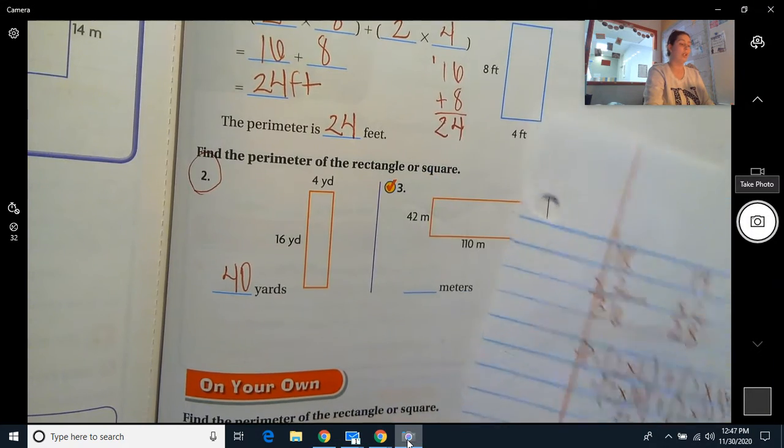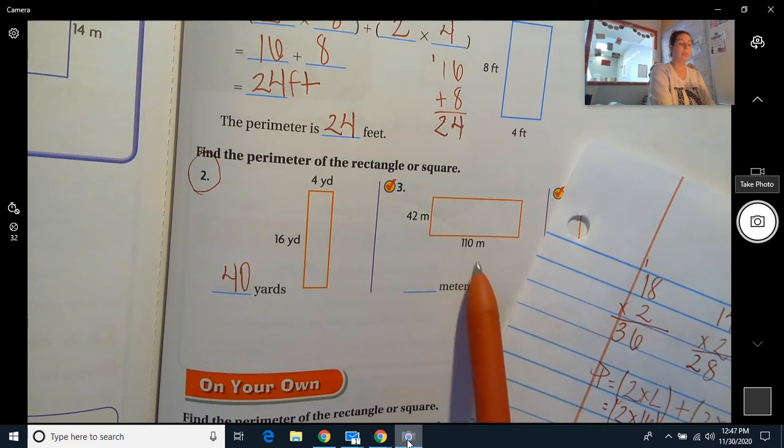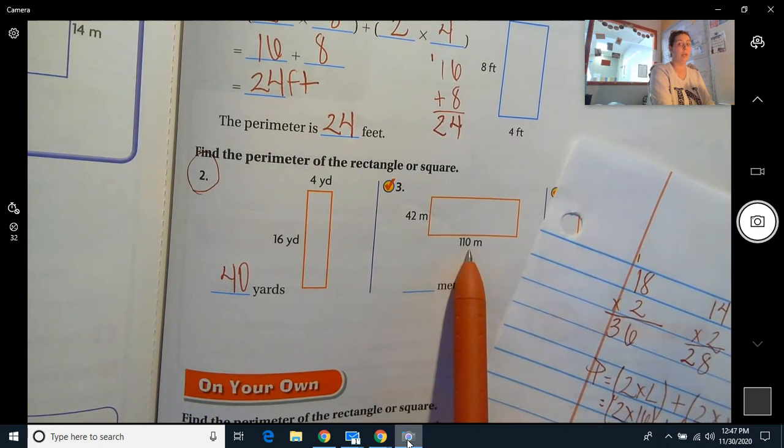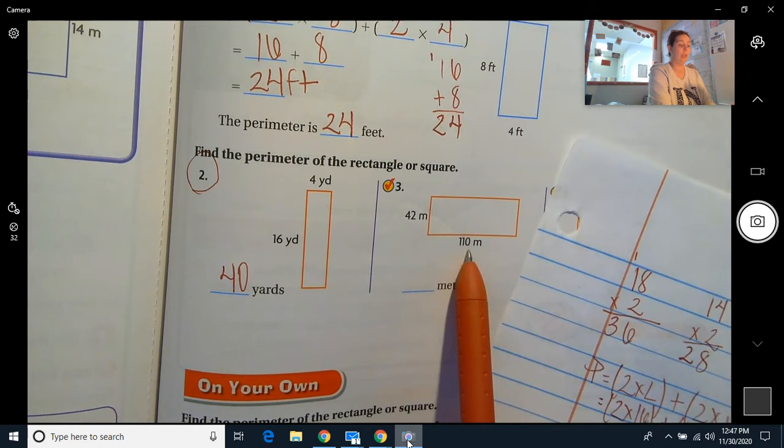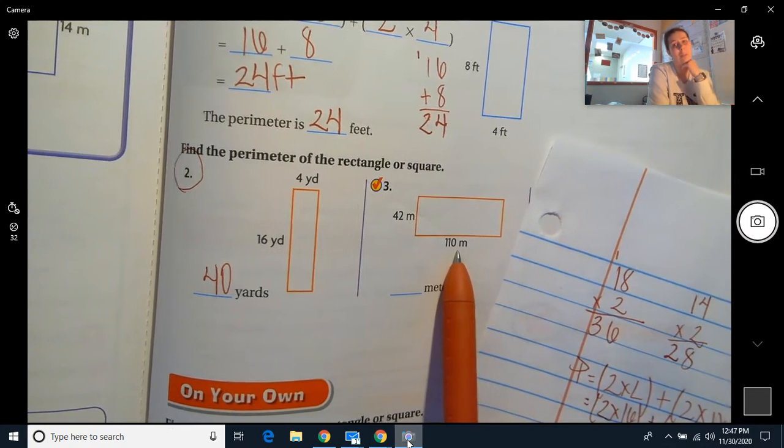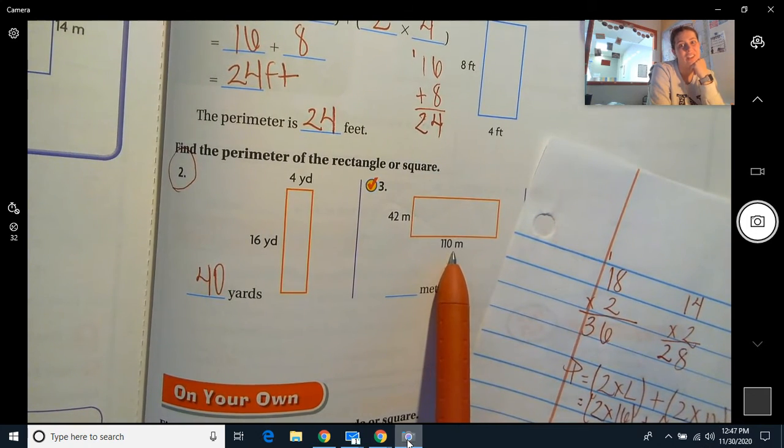Now we're going to work on number 3. This time I'm going to do number 3 with you. We are working with bigger numbers. Because we're working with bigger numbers, I may not want to multiply. I may just want to add this all together. So this time I'm going to add up all my sides, okay? So I'm going to write that out.